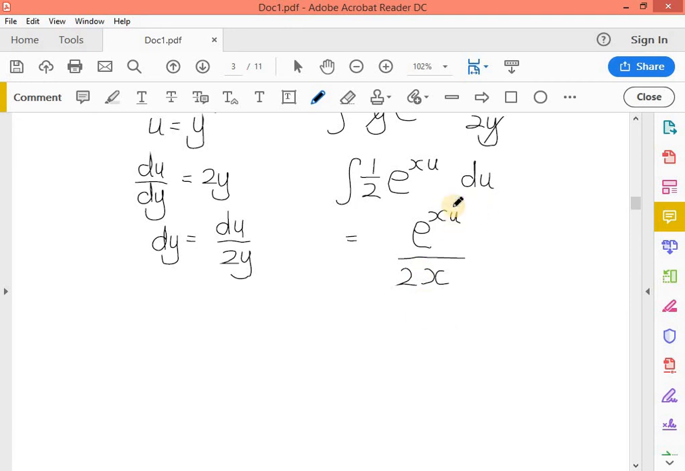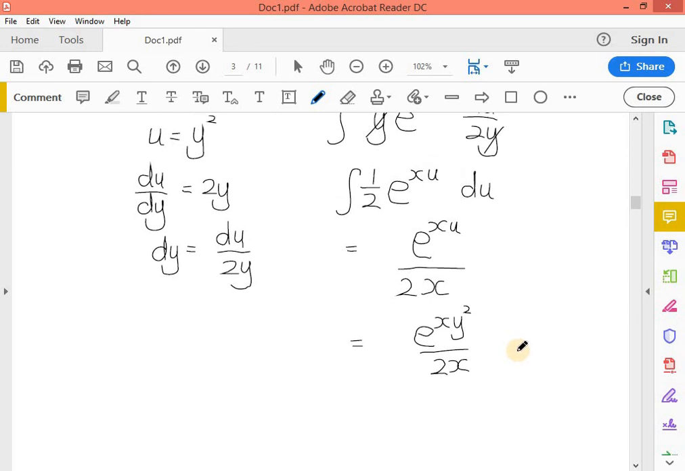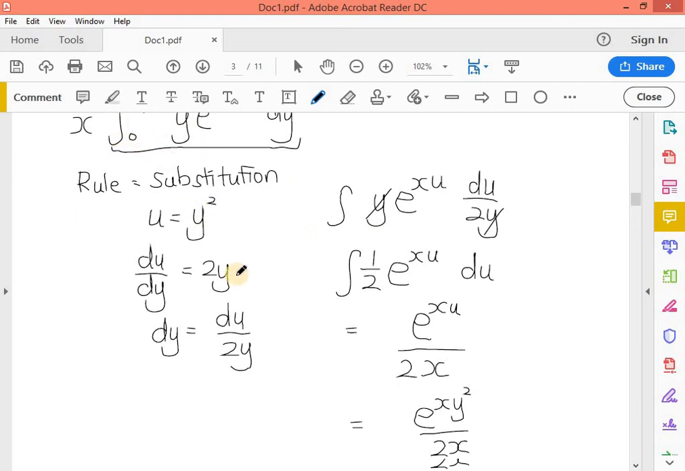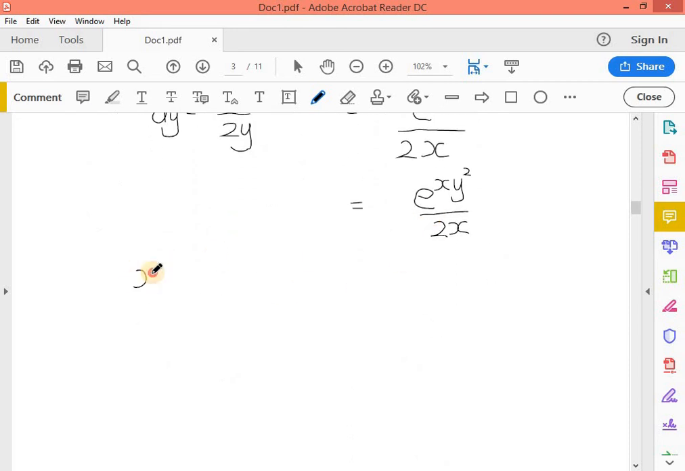Okay, so now after you have completed the integration, you replace back your u with y squared over, and then over 2x. Can you follow? So this is one of the integration techniques. That's why you have to refresh. After you perform the integration, you have the integral and you have the interval, so you have to substitute your interval into it.